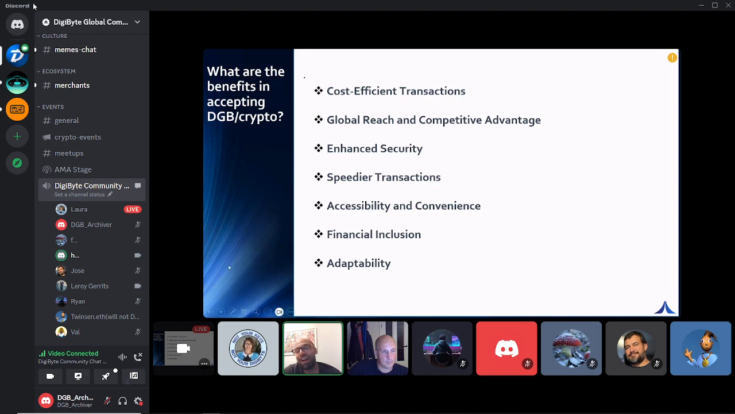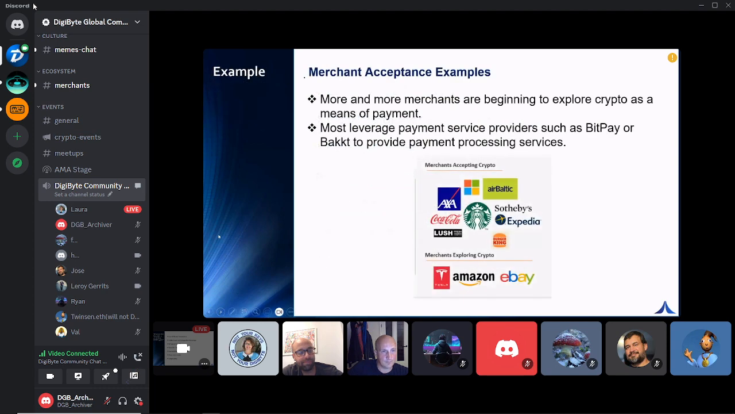So I think there's a lot of things that have to happen for that to be a more seamless experience for the merchant, for more widespread adoption. Yeah, I think that's well said.